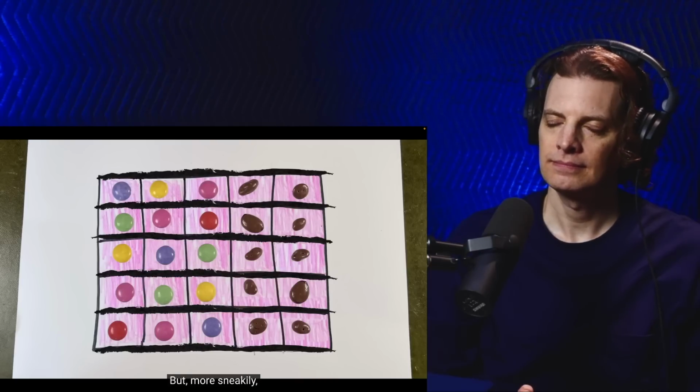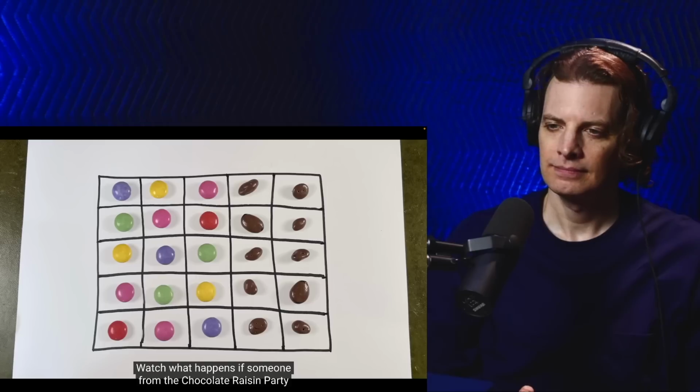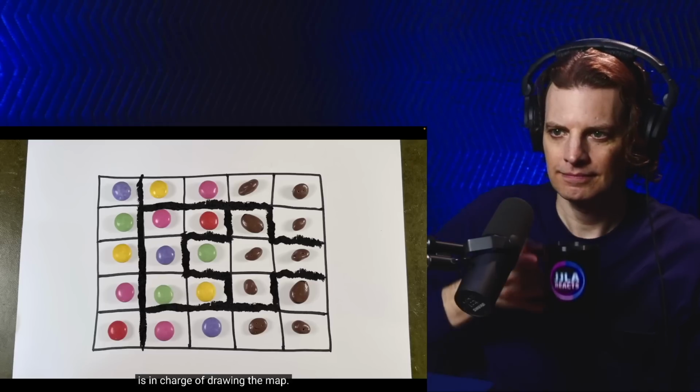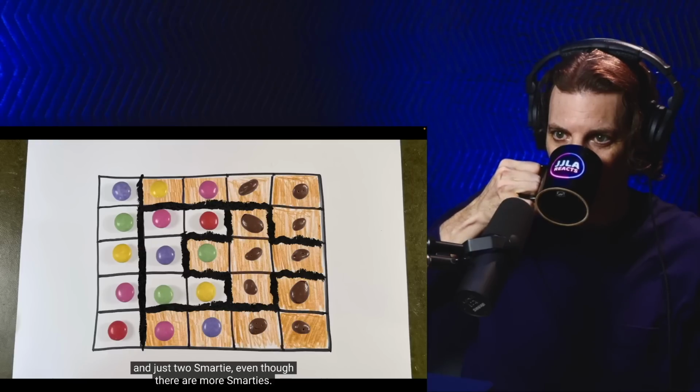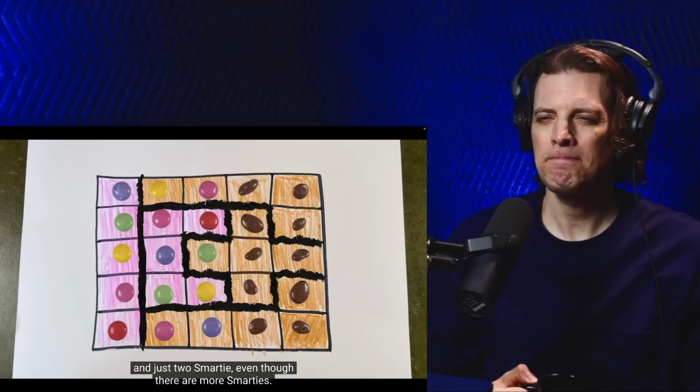Smarty indeed. But, more sneakily, watch what happens if someone from the Chocolate Raisin Party is in charge of drawing the map. They can mathematically make 3 Chocolate Raisin districts and just 2 Smarty, even though there are more Smarties.